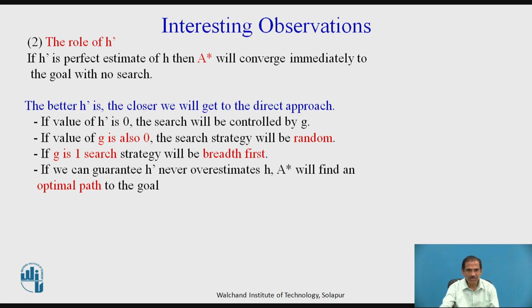The better H dash is, the closer we will get to the directed approach. Where the value of H dash is 0, the search will be controlled by G. If the value of G is also 0, the search strategy will be random. If G is 1, the search strategy will be a breadth first search. If we have guaranteed that H dash never overestimates H, then A star will find an optimal path to the goal.